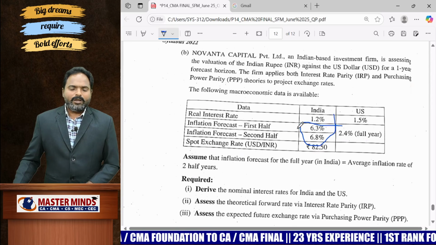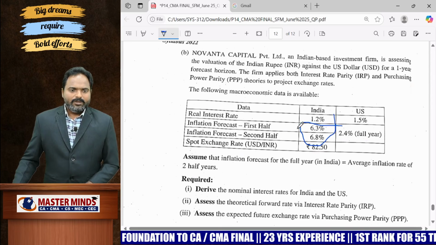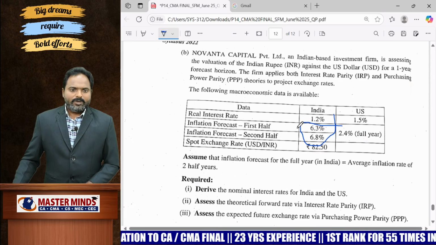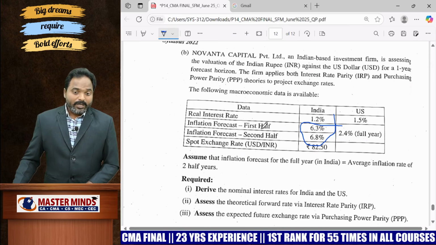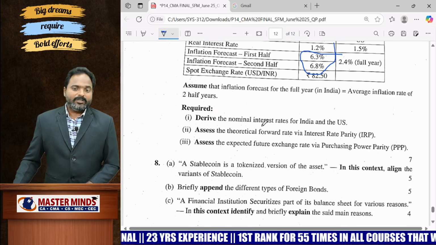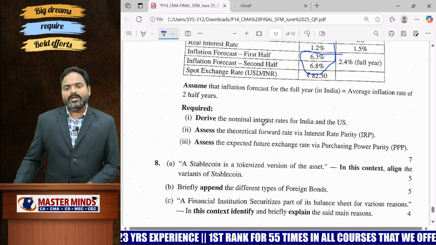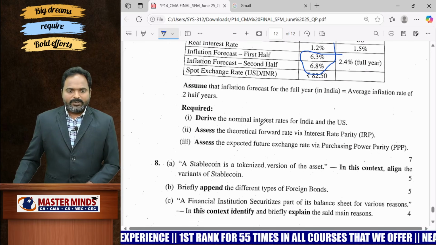You know how to calculate the nominal rate, na? So real interest rate. So 1 plus nominal rate is equal to 1 plus risk-free real rate into 1 plus inflation rate. You know how to calculate. So that also they are asking, and they are asking the interest rate parity theory, purchasing power parity theory. All theories they are asking in this problem. So you can manage. Students can answer this.